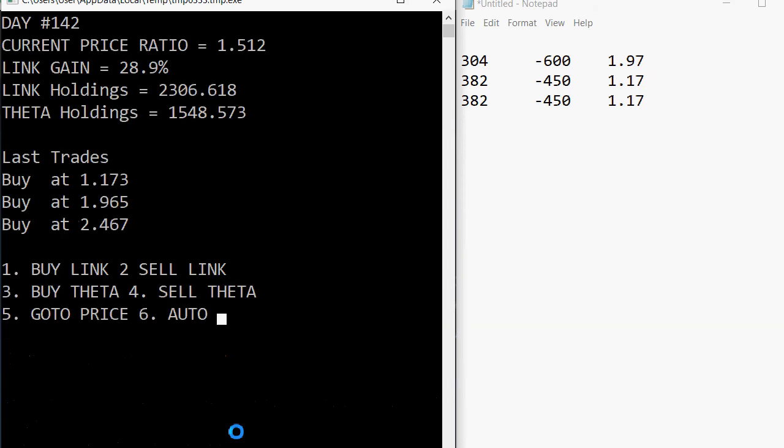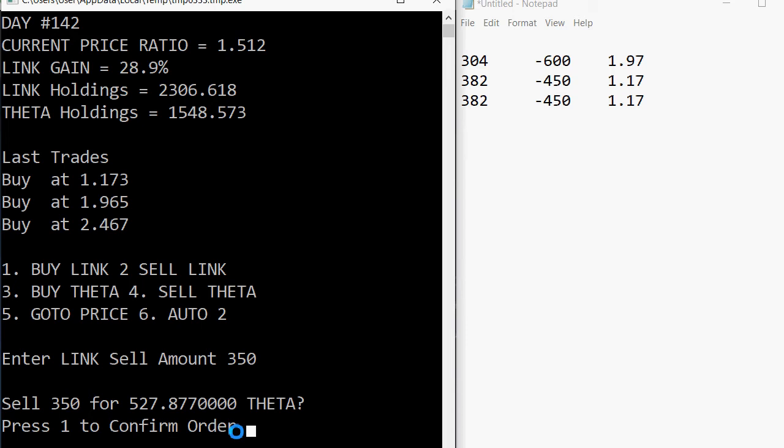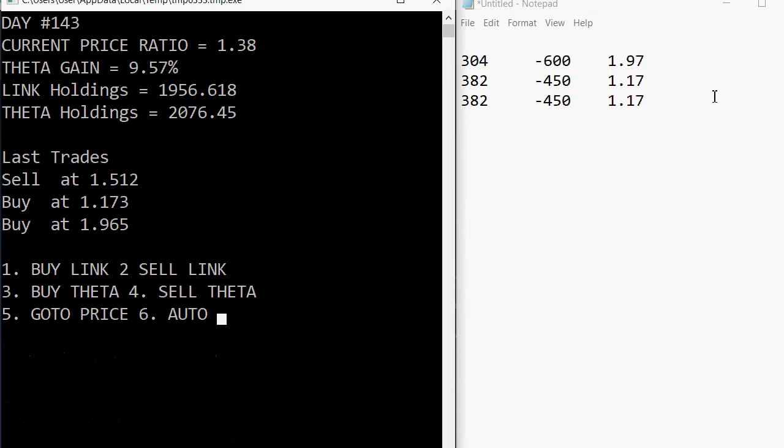Okay, so next move is a ChainLink move. So I can get rid of one of those two batches now. So let's sell. We had 382 gains. So let's go 350, and we get 527, a bit more. So I can get rid of this one here.